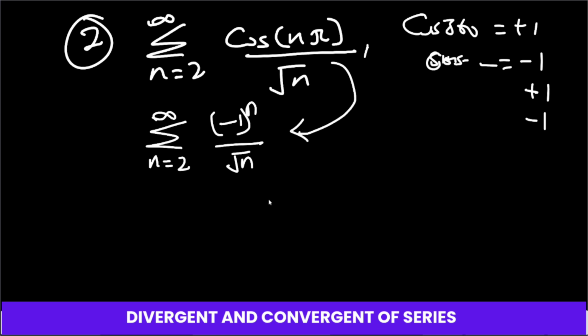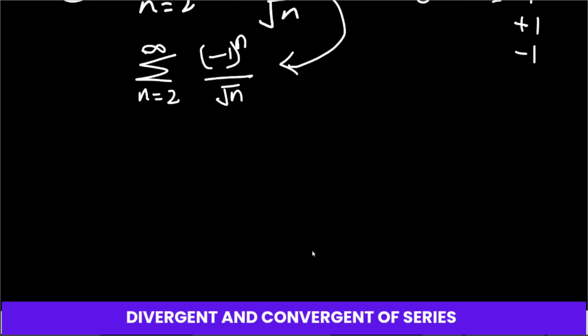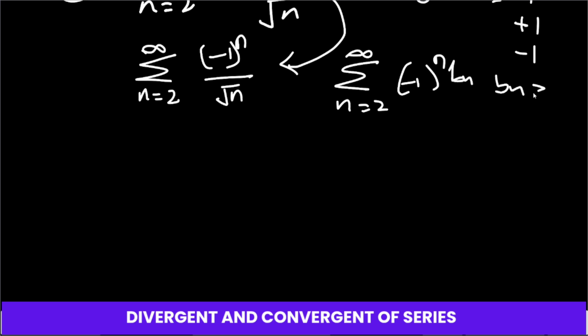Now, since we've realized that this is actually an alternating series, the next thing we are going to do is to pick the value of bn. Of course, you know that the series is always written in this form of (-1)^n bn, where bn should be greater than or equal to 0. So we can pick bn by comparing this to this. We can say the value of bn is equal to 1 over root of n.